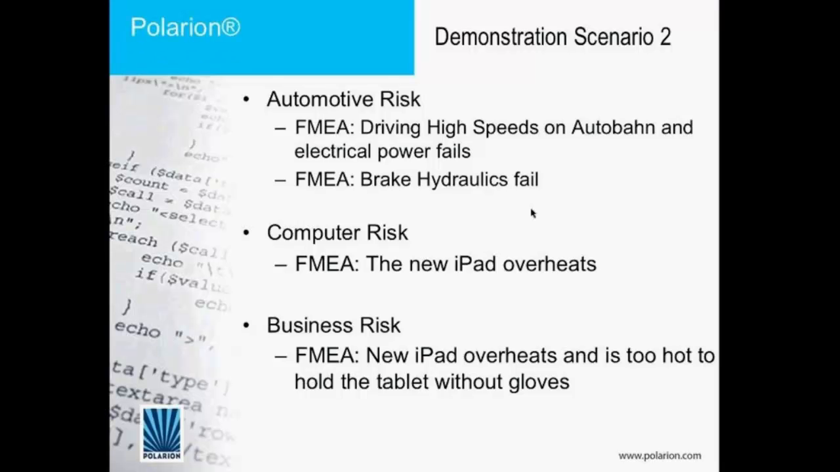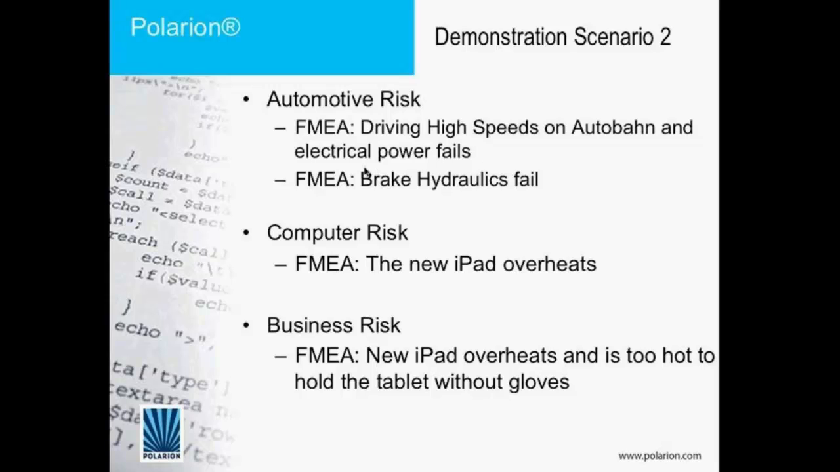And here, as we move from our first scenario to our second scenario, now we're going to get a little bit more hard-hitting in the type of risks we could look at. So consider what an automotive risk might be. We're driving at high speeds on the Autobahn, and the electrical power in the car fails. Well, this I can imagine is a FMEA risk that has already been considered by many car manufacturers. Additionally, what happens if I am driving and my brake hydraulics fail? Well, obviously, each of these can have very serious ramifications to David Merrill, the driver.